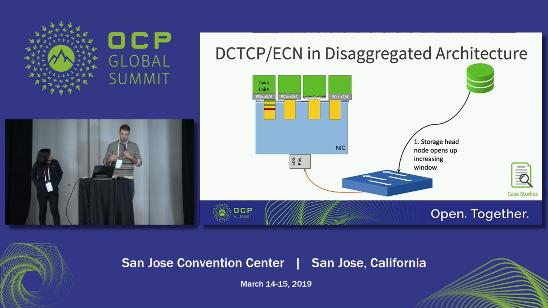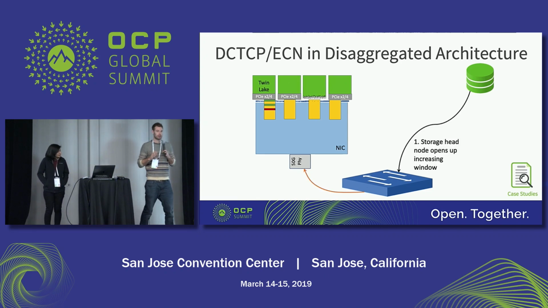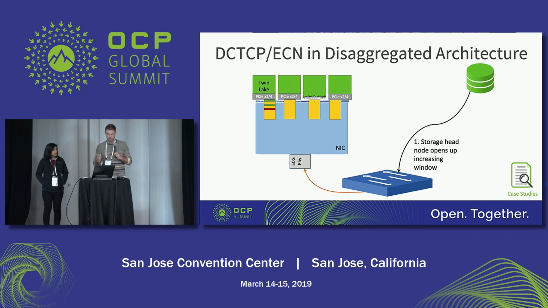First up, the storage head node opens up a congestion window. As this congestion window opens up and increases, the throughput will increase because we're using more of the pipe. Think about it as water. If your congestion window increases, you're able to send more traffic, you're able to utilize more of the link.